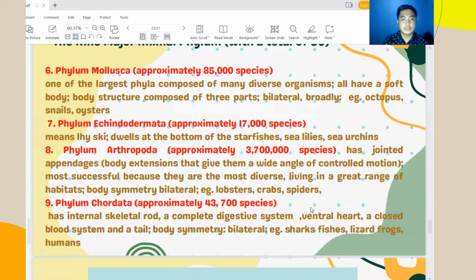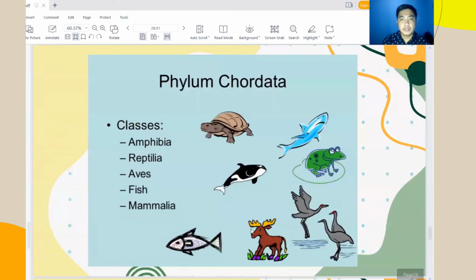Number 9, phylum Chordata, approximately 43,700 species. Has an internal skeletal rod, a complete digestive system, a ventral heart, a closed blood system, and tails. Body symmetry: bilateral. Examples: sharks, fishes, lizards, frogs, humans. Phylum Chordata classes: Amphibia, Reptilia, Aves, fish, Mammalia.